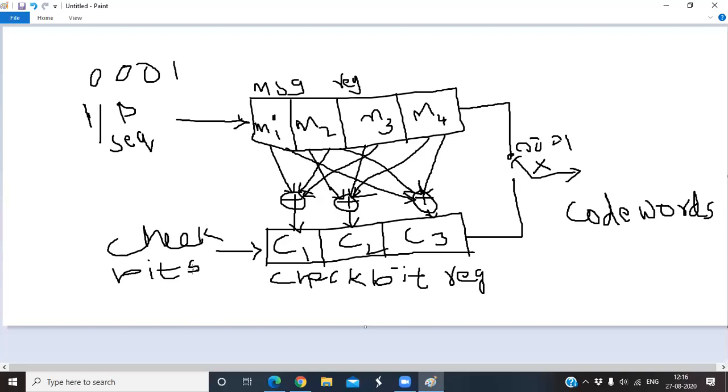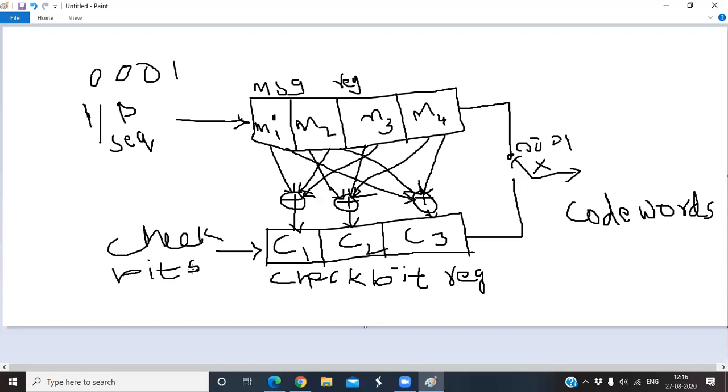From that you can take any one message bit combination, maybe 0, 1, 0, 0. 0, 1, 0, 0 is the message bit combination. Substitute it into this message register and go for the check bits. First transfer the message bits. Next transfer the check bits. You will get the code word. Is it okay? Clear about this encoder? How to draw the encoder?